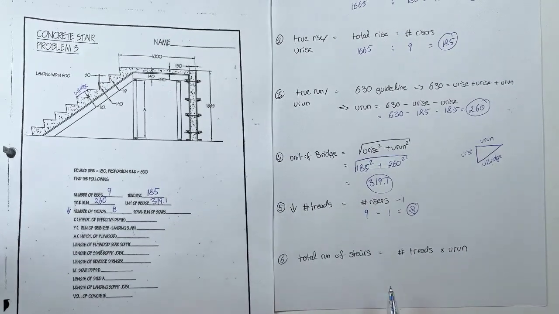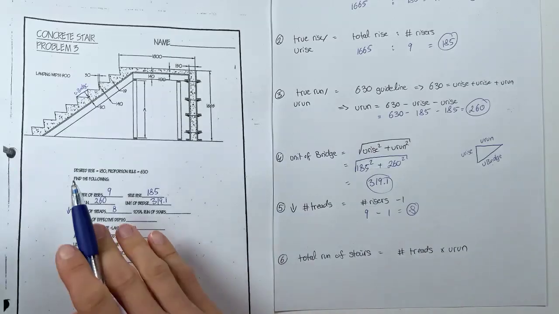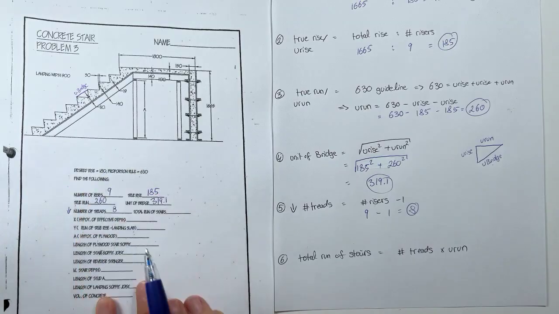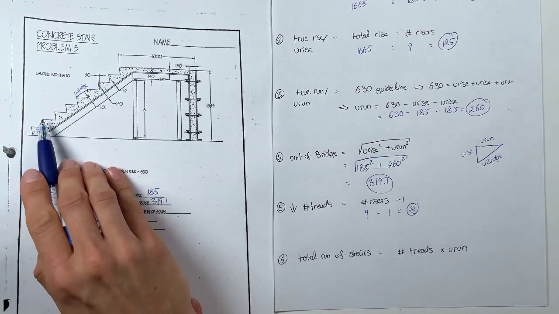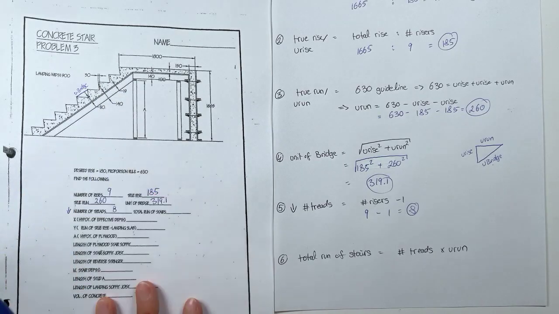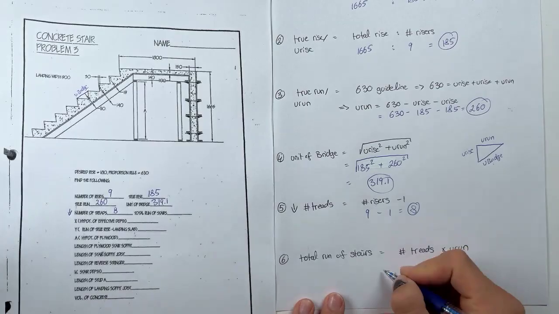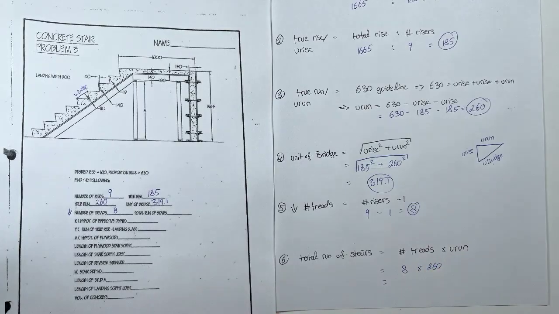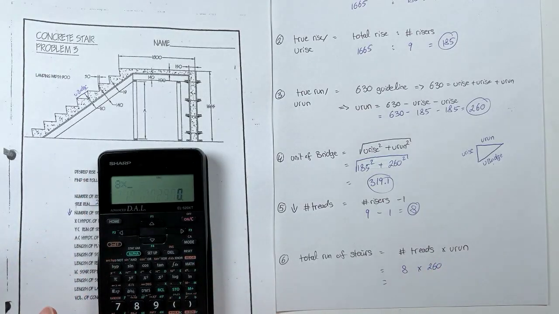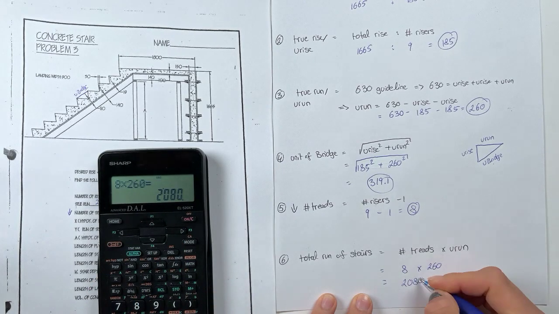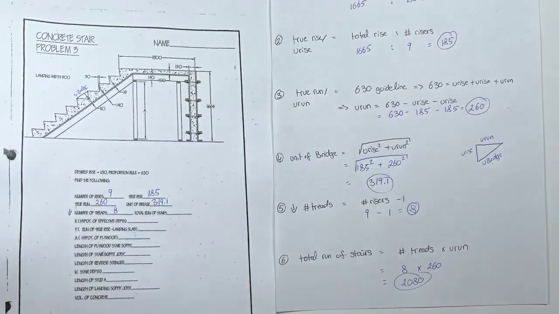Number 6, total run of the stairs, meaning the total run, if we were to look at it just on a horizontal basis, is the number of treads, right? 1, 2, 3, 4, 5, 6, 7, 8, times the unit run. So 8 times 260 gives us 2080. Cool. Easy peasy.